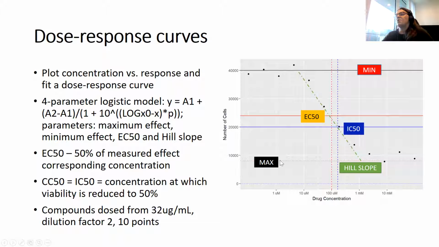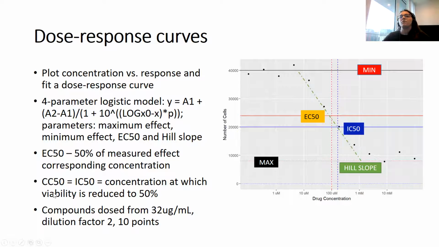Ideally this curve would go from 0 to 100%. So maximum and minimum would be 0%. We have a concentration at which we have 100% kill, and we have a concentration at which we don't see any impaired growth anymore. But that's not always the case. If for whatever reason the concentrations that we're screening are not potent enough, and this curve starts higher than 0%, then EC50 describes again 50% of the observed effect.